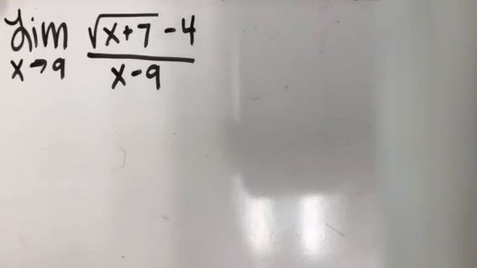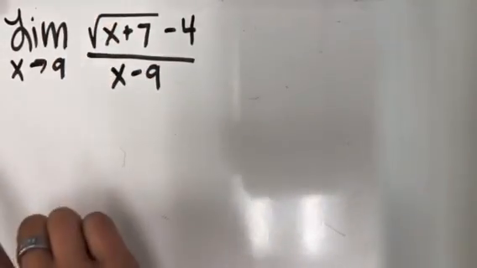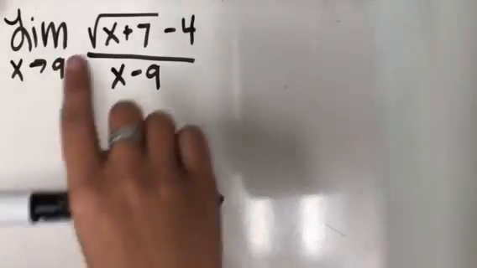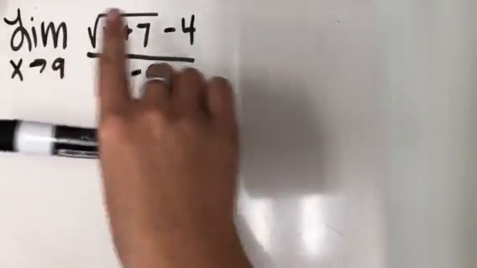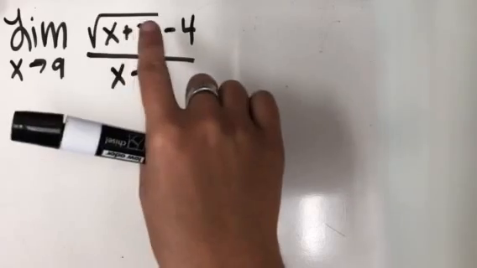Hello. This video is going to cover limits in which it's necessary to rationalize either the numerator or the denominator. Problems that look like this. Your first hint that you're going to have to rationalize the denominator or the numerator is if we have a radical sign in the problem, which we do in this one.